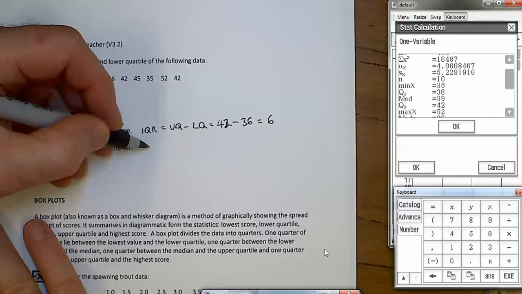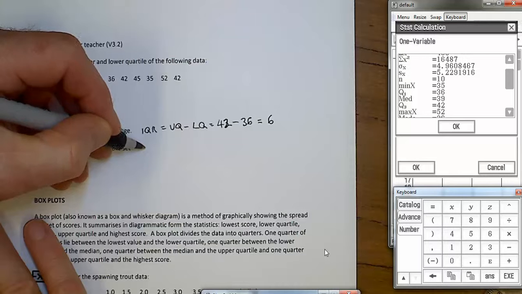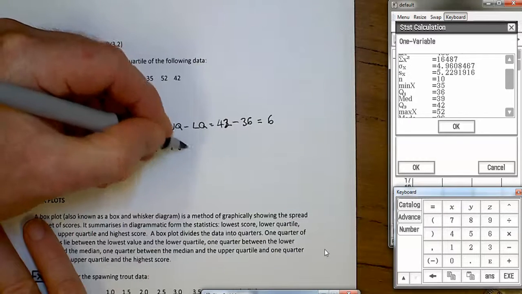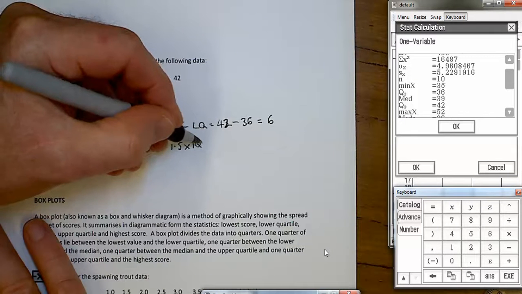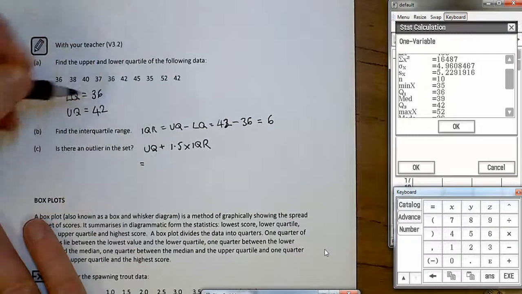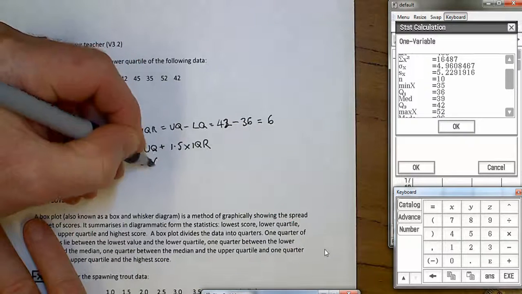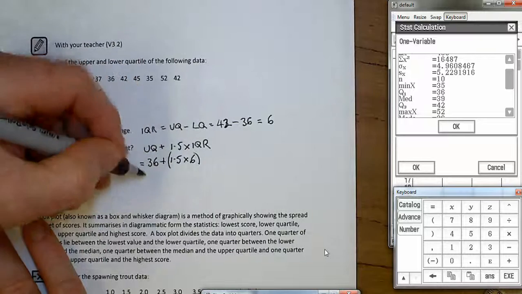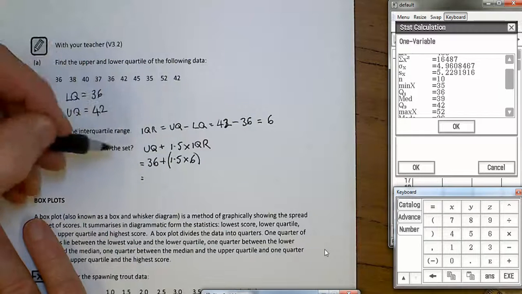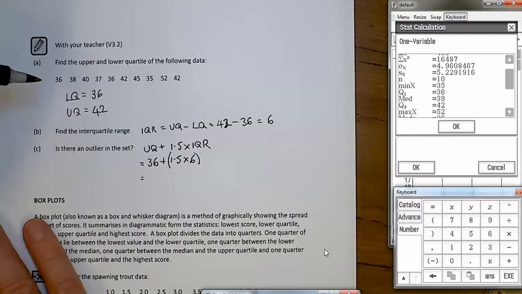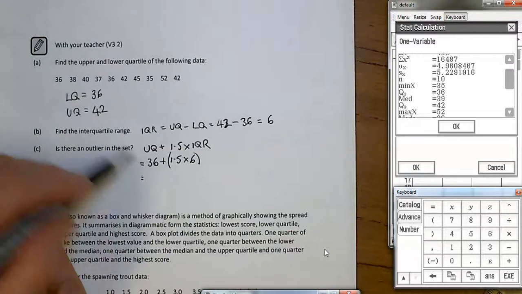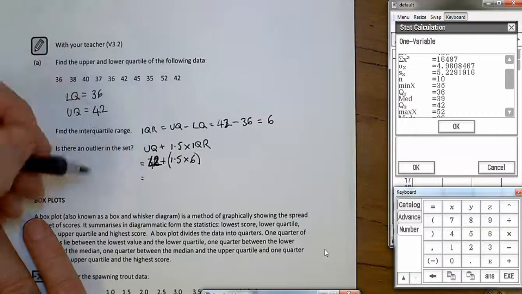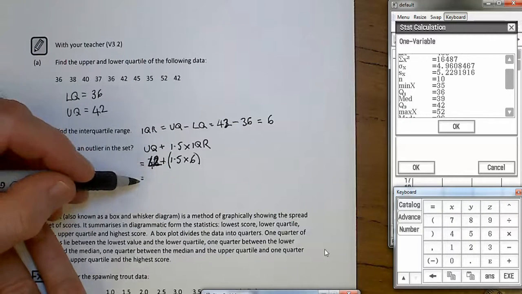It's an extreme value if it's more than the upper quartile plus 1.5 times the interquartile range. That would equal the upper quartile, which was 36... I've got that wrong, haven't I? The upper quartile was 42, plus 1.5 times 6, which is 9, is 51.